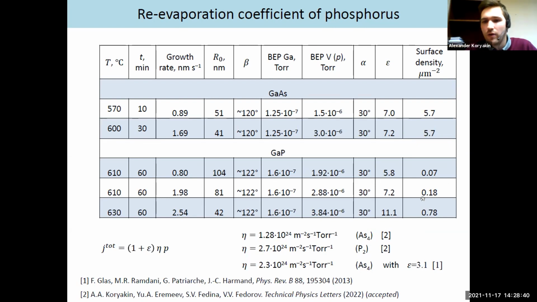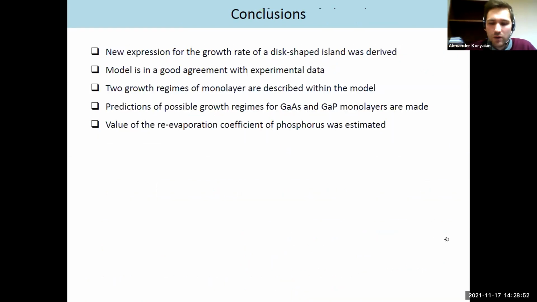Also, we found some correlation with surface density of nanowires. With increase of surface density, we have an increase of re-evaporation coefficient. So to conclude, we obtained a new expression for the growth rate of the disc-shaped island model. Our model is in good agreement with experimental data. Two growth regimes can be described within our model.